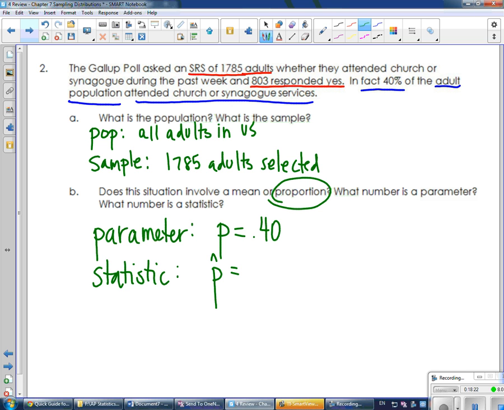Now be careful because I'm dealing with a proportion. I need to make sure that I'm telling you that it's 803 out of the 1,785. You don't need to reduce that, but you do need to make sure that it's a proportion. And with proportions, you don't need to worry about units because it's just a fraction or a proportion. So you don't need to worry about putting units here.